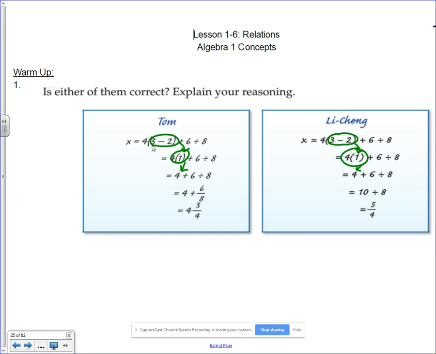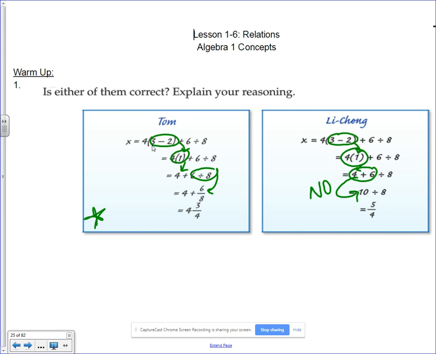You would divide first. So 6 divided by 8, well, is that the same as 6 over 8? So that looks okay. Did Li Chen do that? He did this first, right? Was I supposed to do that first? No. Tom is right. But you need to provide an explanation about why Tom is correct.